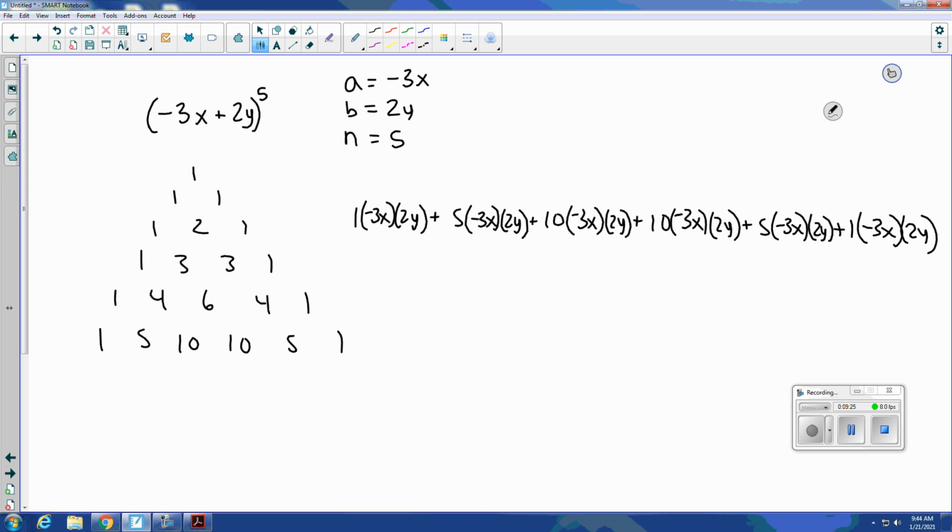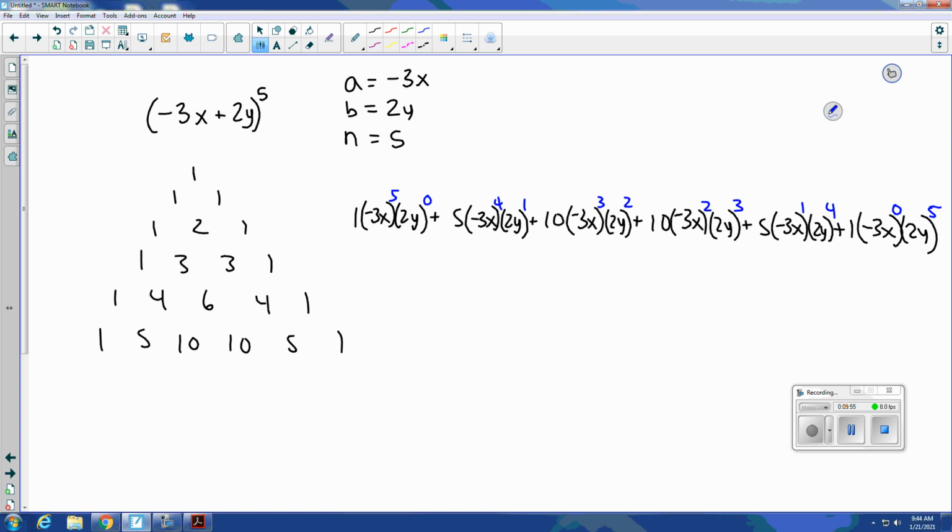Then we said once we have our a and b's and our coefficients that came from Pascal's triangle written down, the exponents for a descend from n. So we're going to start at 5, 4, 3, 2, 1, 0. And the exponents for b ascend from 0, 2, 3, 4, 5. Okay. Now we're going to simplify this.